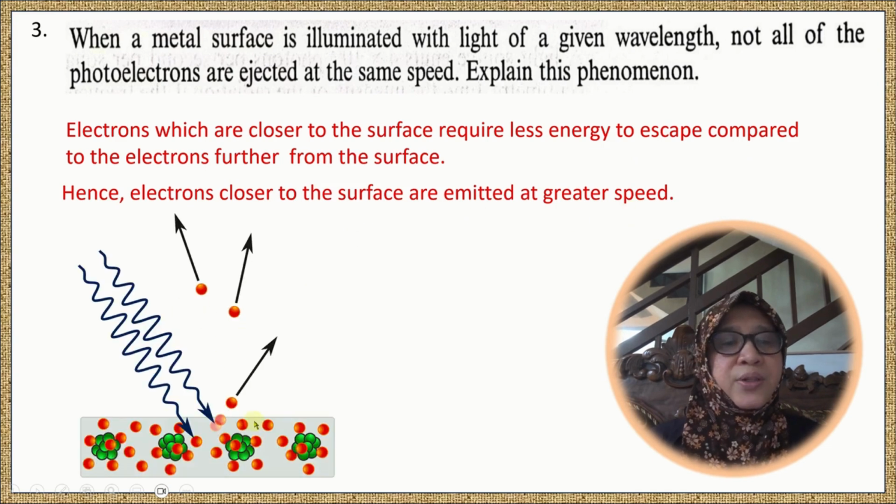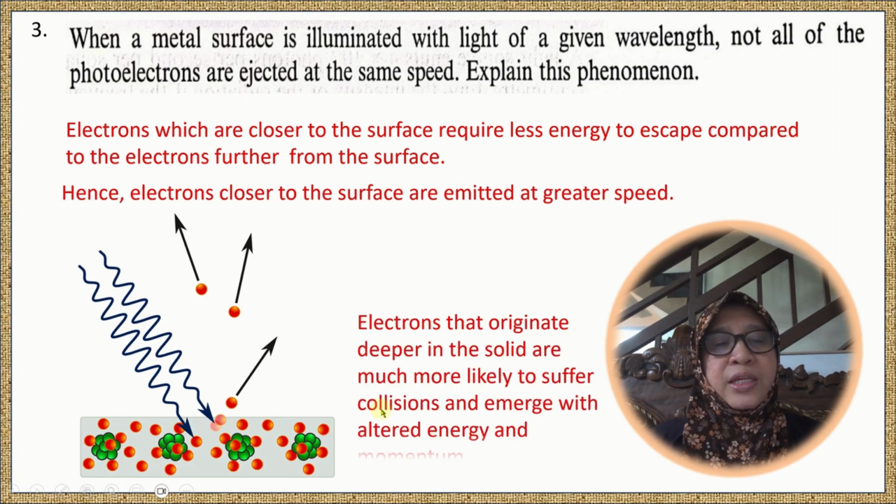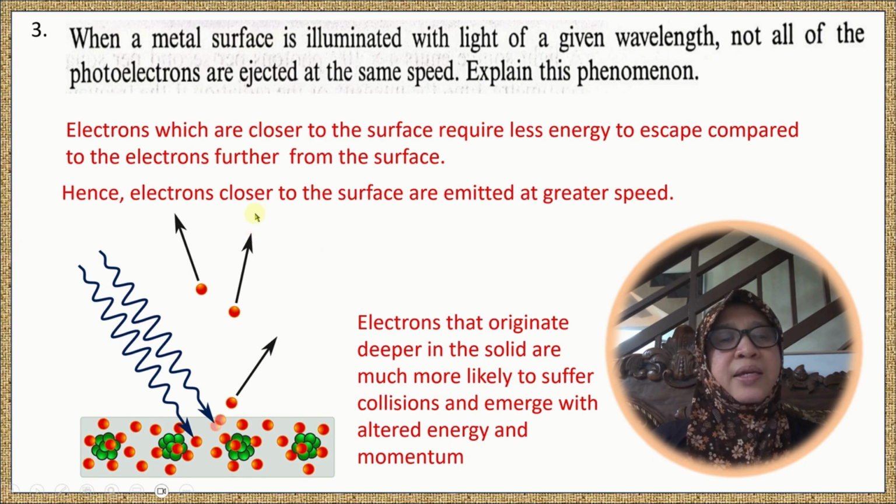So the electrons that are deeper from the surface of the metal will more likely suffer collisions and then emerge with altered energy and momentum. So the speed becomes less. Right? So that's why electrons closer to the surface are emitted at greater speed.